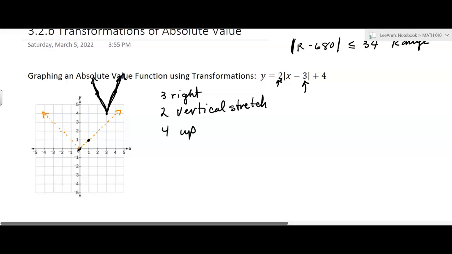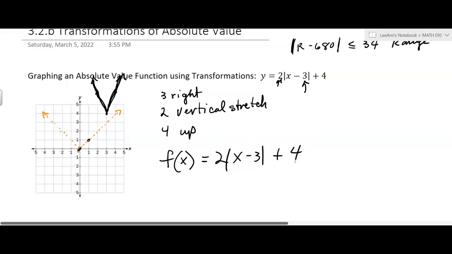So you can see it's a stretched V shape, and it's shifted 3 units to the right and 4 units up. And you're like, well, what if I don't think that's really right? Well, let's plug in a value for x. So we have f of x is equal to 2 times the absolute value of x minus 3 plus 4.